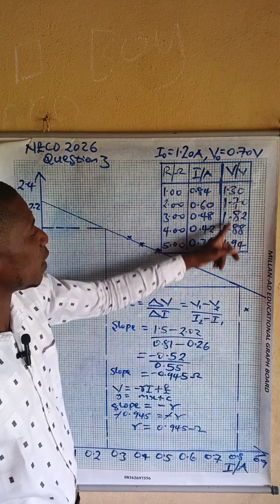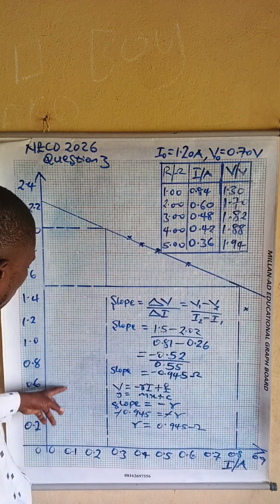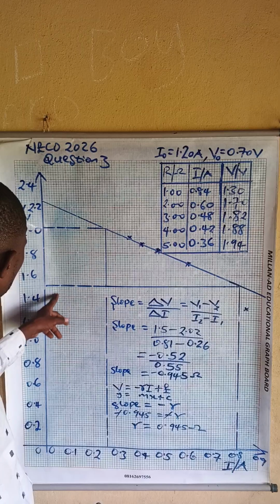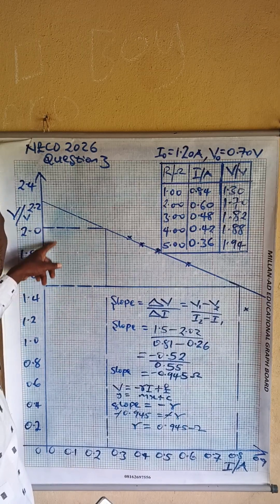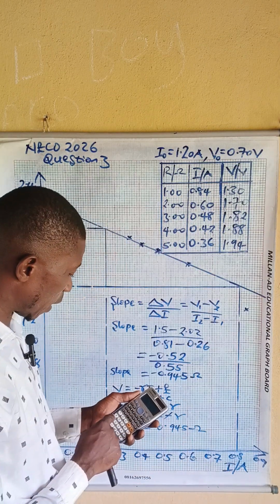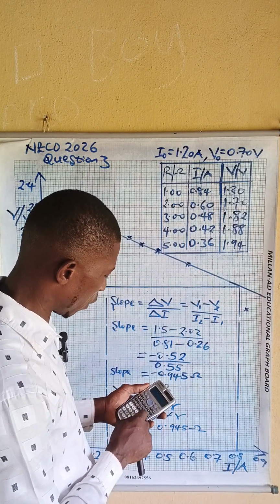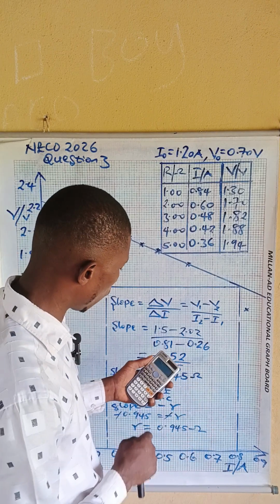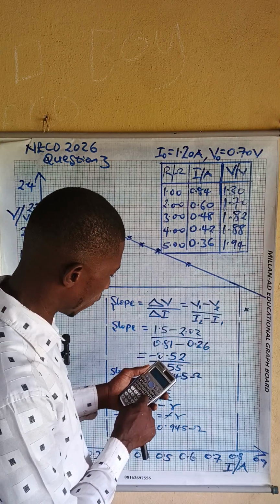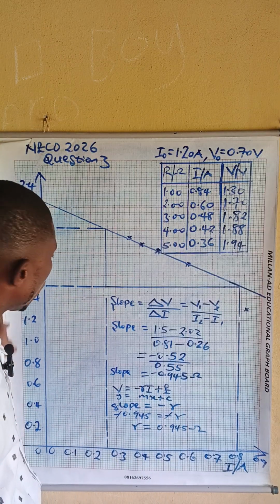For this one, the highest is 1.94. How do we choose the scale? We count the number of thick lines up to this point: 1, 2, 3, 4, 5, 6, 7, 8, 9, 10, 11. I can choose 11 or 10. So 1.94 divided by 10 gives me 0.19, which I approximate to 0.2. So that's how I got the scale on this axis.